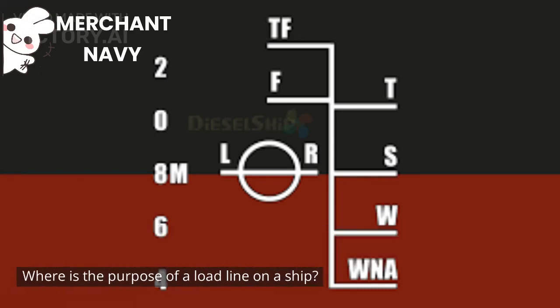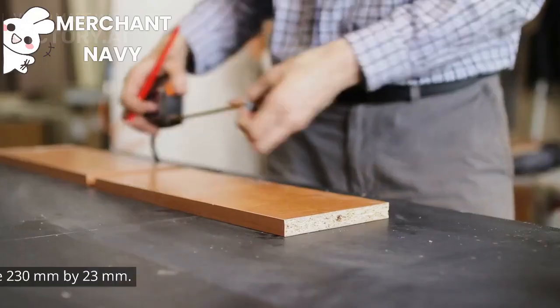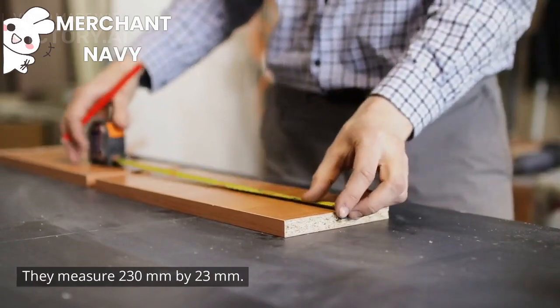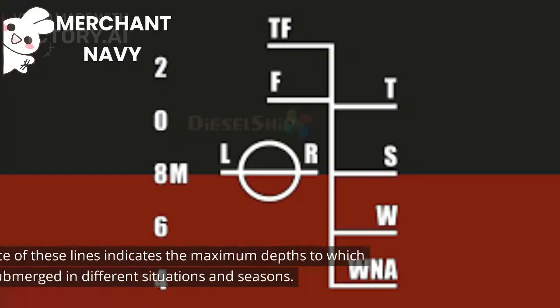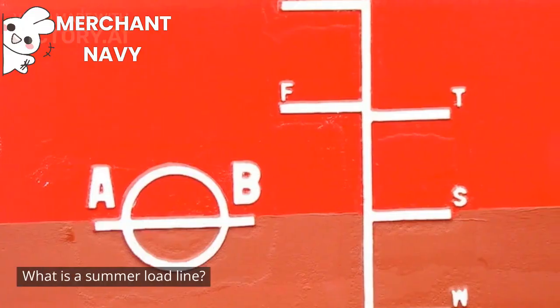What is the purpose of a load line on a ship? They are horizontal lines extending forward and aft from a vertical line situated at a distance of 540 mm from the center of a disc. They measure 230 mm by 23 mm. The upper surface of these lines indicates the maximum depths to which vessels can be submerged in different situations and seasons.